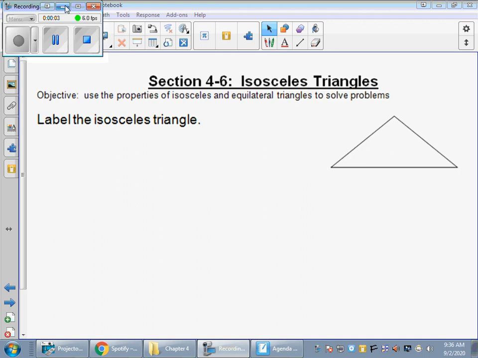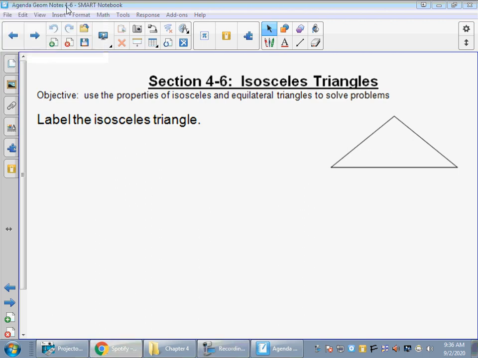Okay, geometry, welcome back. This is 4-6, isosceles triangles. Okay, last section in chapter 4 here, and we're going to use properties of isosceles triangles and equilateral triangles to solve some problems.